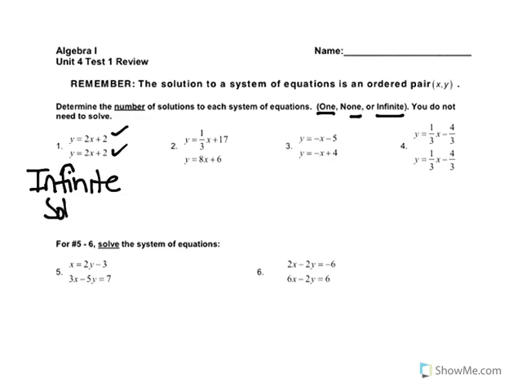If we were to graph those two lines, you would have one like this, and another one would just graph right on top of it. So every x and y would be identical.